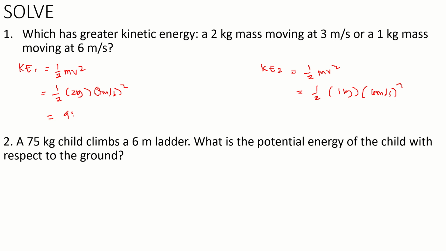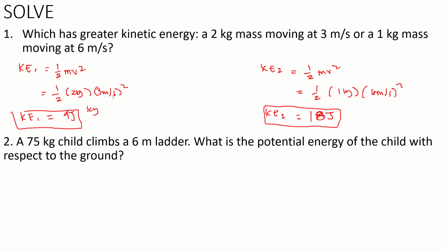You'll be getting 9 joules here in terms of kinetic energy 1. And then for kinetic energy 2, this is not 9, this is 18 joules. Sir, paano mo nalaman na joules yung unit ng kinetic energy? So, kung titingnan po natin, this is kilogram. Ito naman ay meter per second squared. Actually, kilogram meter squared per second squared kasi naka-square tayo.